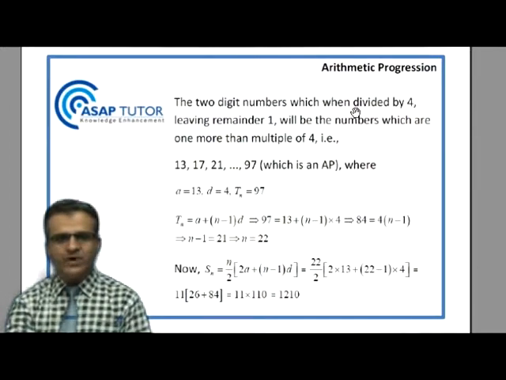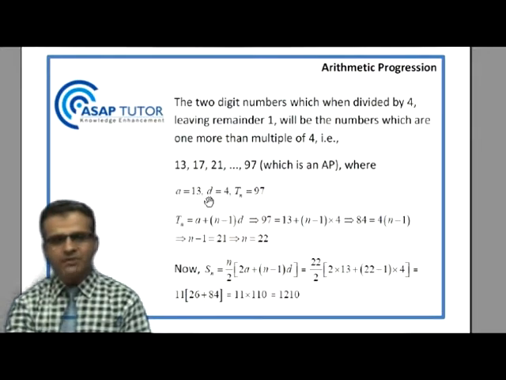Now the two-digit numbers, we know, are from 10 to 99. Out of those two-digit numbers we have to select the ones which when divided by 4 leave a remainder 1. So those numbers will be 13, 17, 21 and so on up to 97. Now here this sequence will be an AP, that is arithmetic progression, where the first term A is equal to 13, D is equal to 4, the common difference is 4, and the last term Tn is equal to 97.